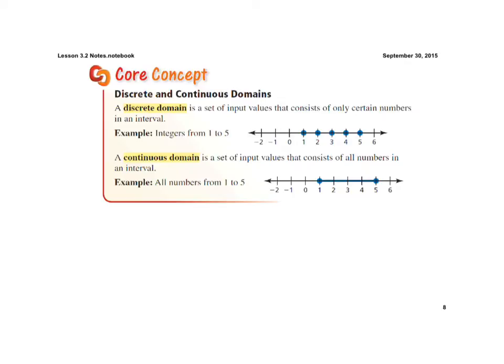Now if we look at a continuous domain, well, let's say you go to Orange Leaf and they say that you must buy at least 1 ounce of yogurt, but you cannot buy more than 5 ounces of yogurt. Well, when you're filling up your yogurt cup, you don't have to buy exactly 1 ounce or exactly 2 ounces or exactly 3 ounces. They'll measure it and then they'll charge you. So again, since we're able to buy different amounts of yogurt, then we have what we call a continuous domain.